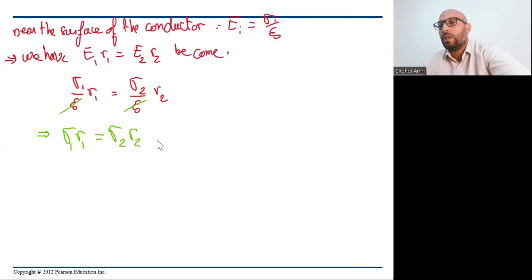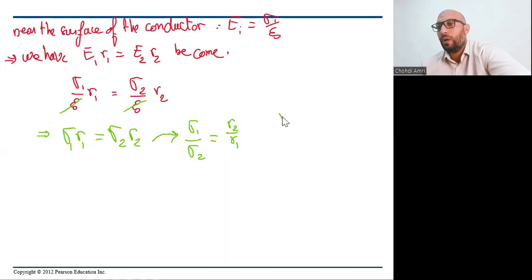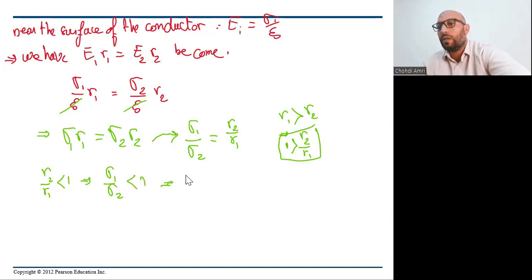Very good. So the ratio sigma 1 over sigma 2 equals R2 over R1. But in our figure, you see that R1 is larger than R2. That means R2 over R1 is smaller than 1, yes, for sure. So sigma 1 over sigma 2 is also less than 1, which means sigma 1 is less than sigma 2.